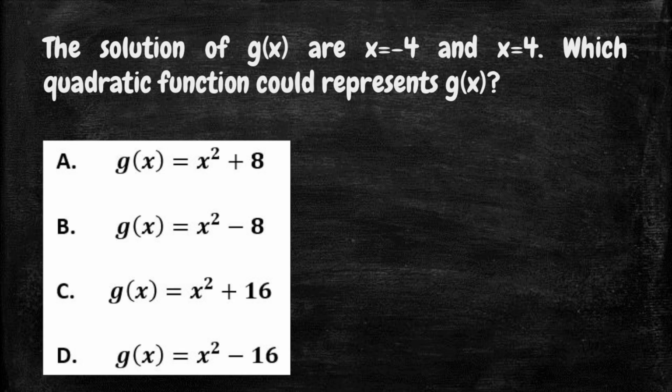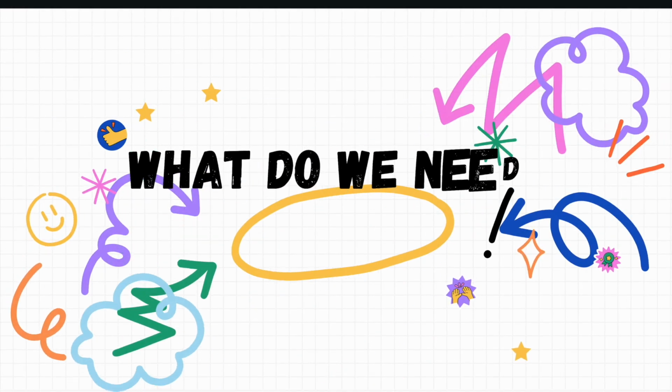This is a question that we have for today. The solutions of g of x are x equals -4 and x equals 4. Which quadratic function could represent g of x? And all of my answers are quadratic equations. What do we need to know?